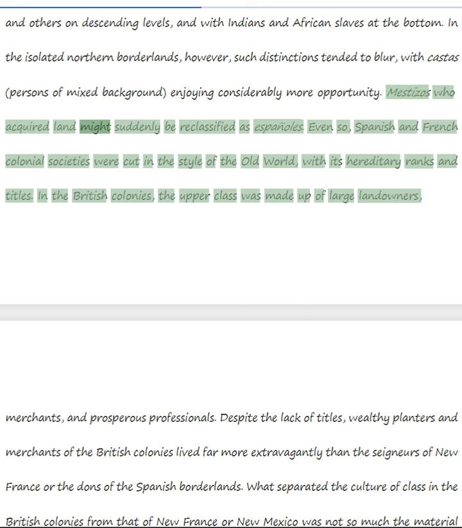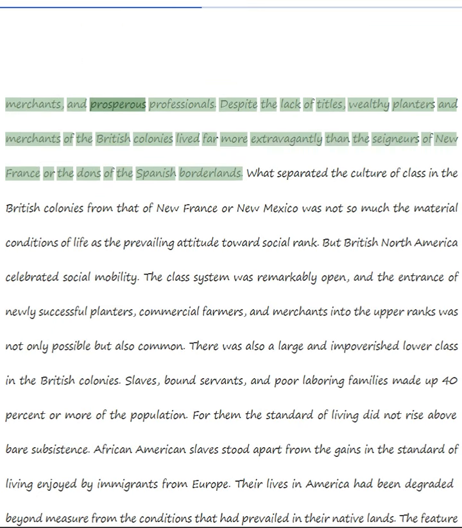mestizos who acquired land might suddenly be reclassified as Españols. Even so, Spanish and French colonial societies were cut in the style of the Old World, with its hereditary ranks and titles. In the British colonies, the upper class was made up of large landowners, merchants, and prosperous professionals. Despite the lack of titles, wealthy planters and merchants of the British colonies lived far more extravagantly than the seigneurs of New France or the dons of the Spanish borderlands.